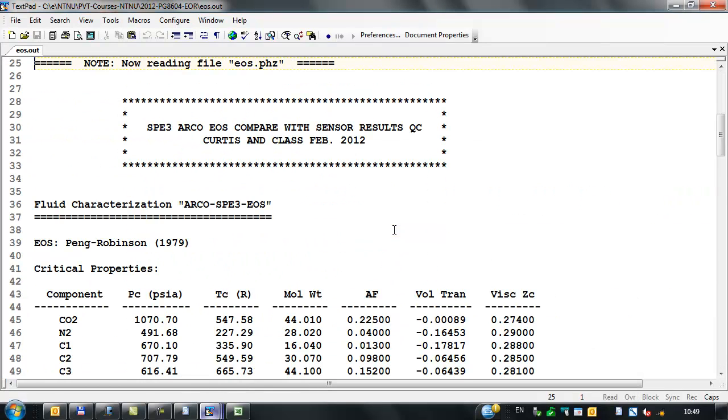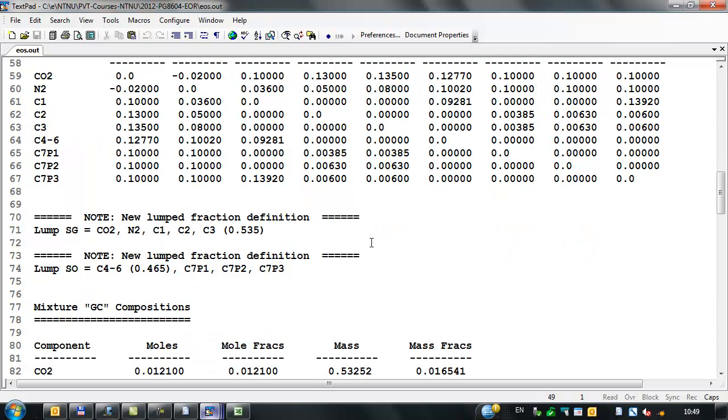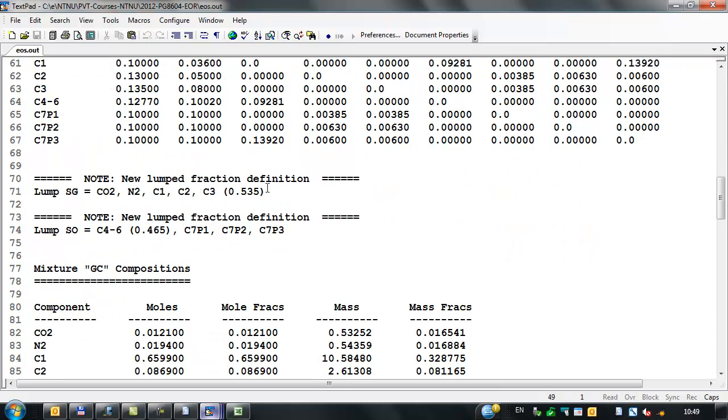So we'll go up the top and see. Okay, so you see it's got the new lump fraction definition. It's all of the CO2, and then it's 53, so it gives the number there. And it's that much of that and all of those. So that looks right.